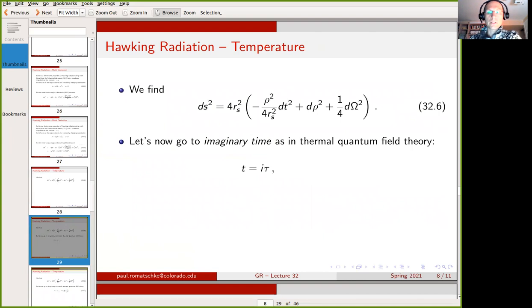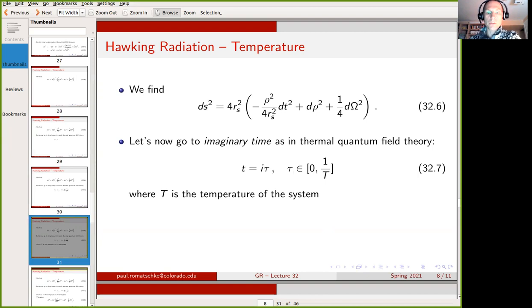I now want to use a trick from thermal quantum field theory, where instead of having time be real, I make time imaginary. So I make another variable change from real time t to imaginary time tau. I do this because it is a well-known trick in thermal quantum field theory that if I take tau to be periodic with respect to the inverse temperature, then this gives me the quantum field theory in a thermal bath. Here T is the temperature of the system, and tau is periodic with respect to this inverse temperature.